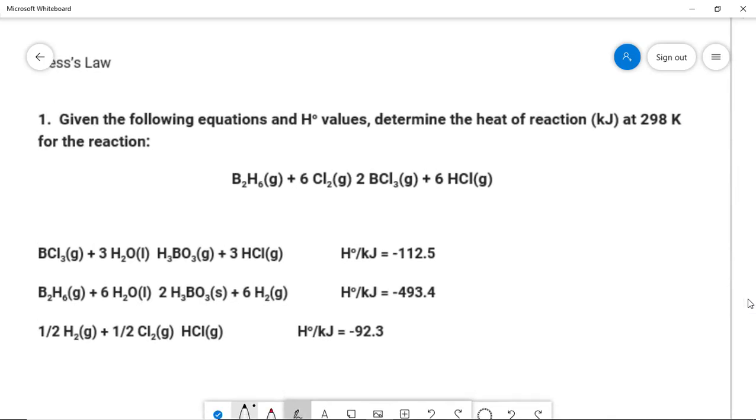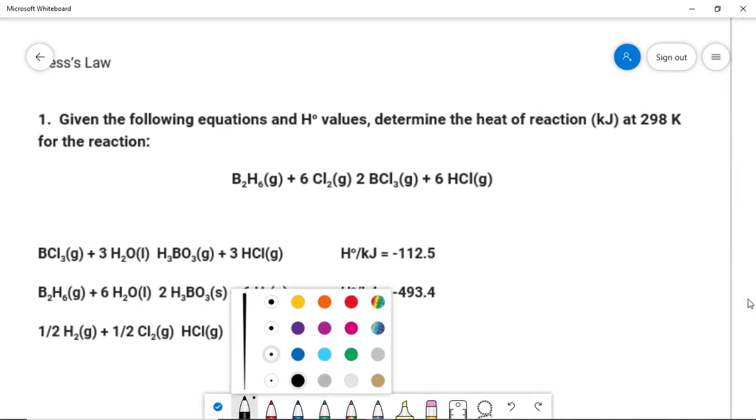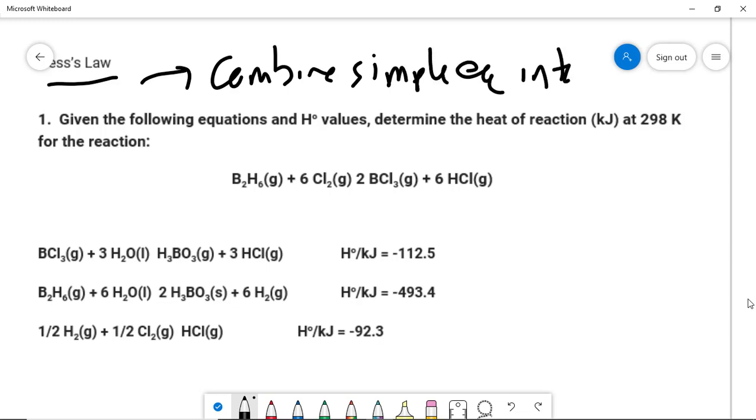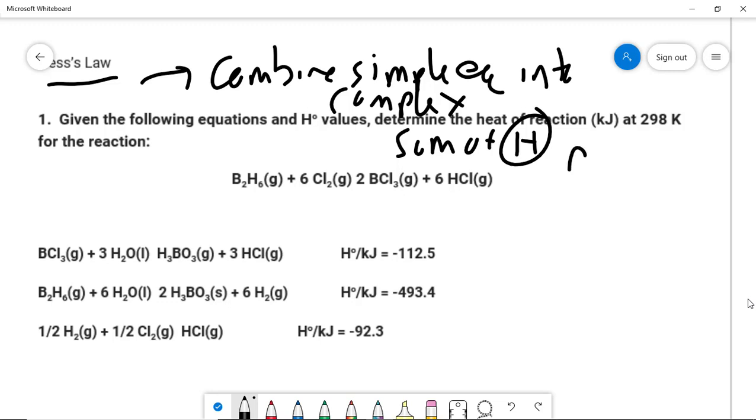Okay, so here we're going to talk a little about Hess's law. Now, Hess's law, basically, we need to combine simple equations into complex ones. And then what we do is we take the sum of our H values, and that tells us what the delta H of the reaction is. So there's a couple things that we can do here. You can flip a reaction.